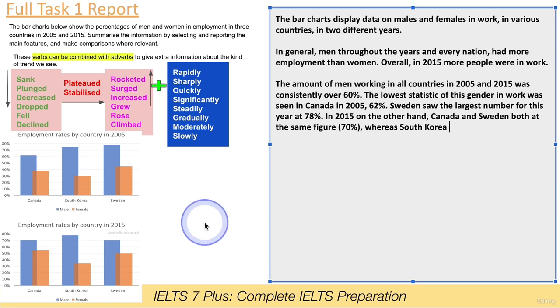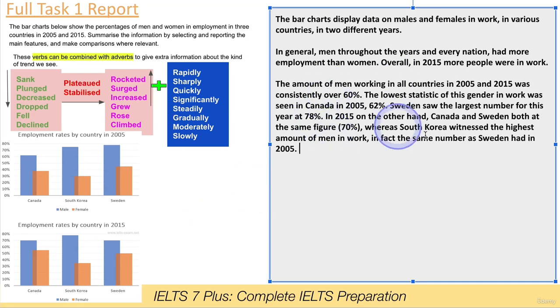Whereas South Korea witnessed the highest amount of men in work. In fact, the same number as Sweden had in 2005. So we're rephrasing the way that we're relaying the information. It's nice to say things in slightly different ways.